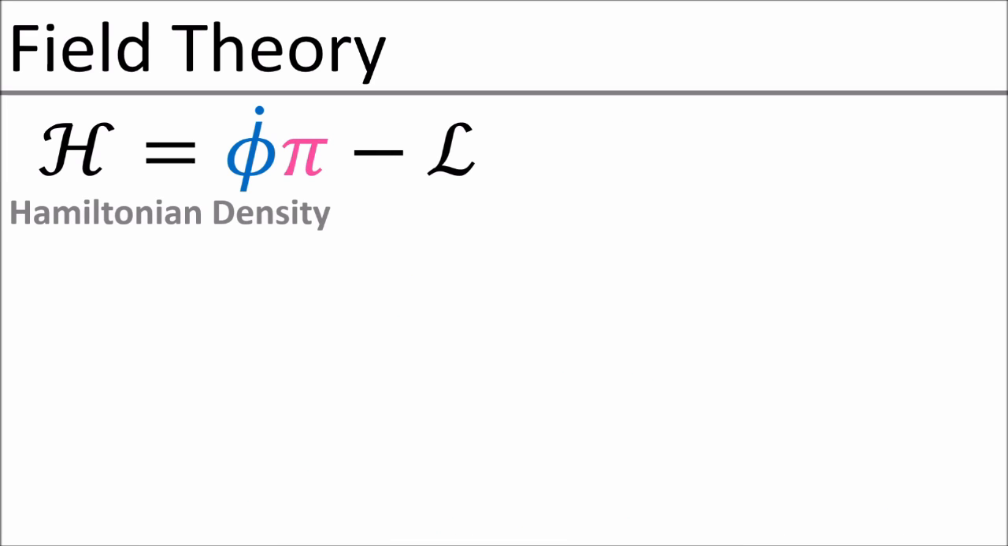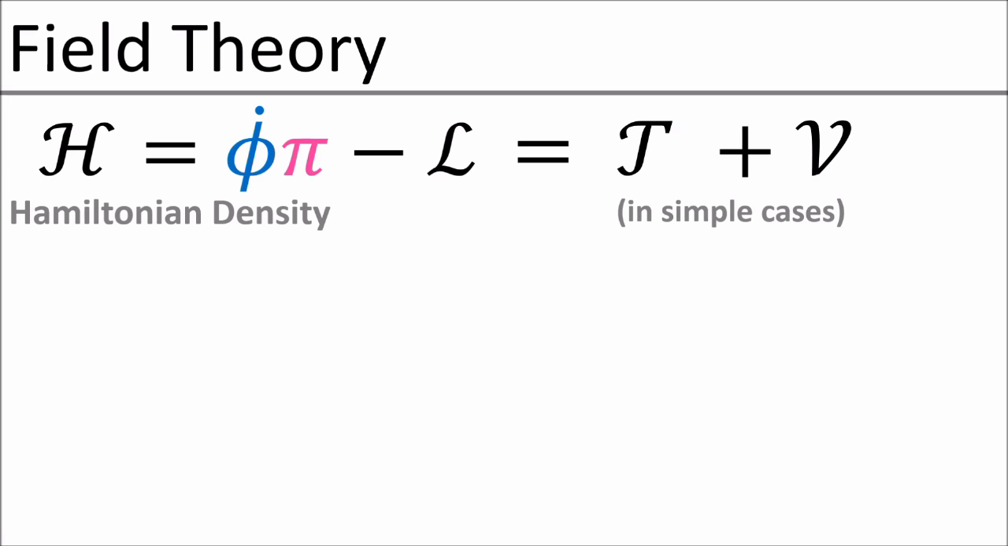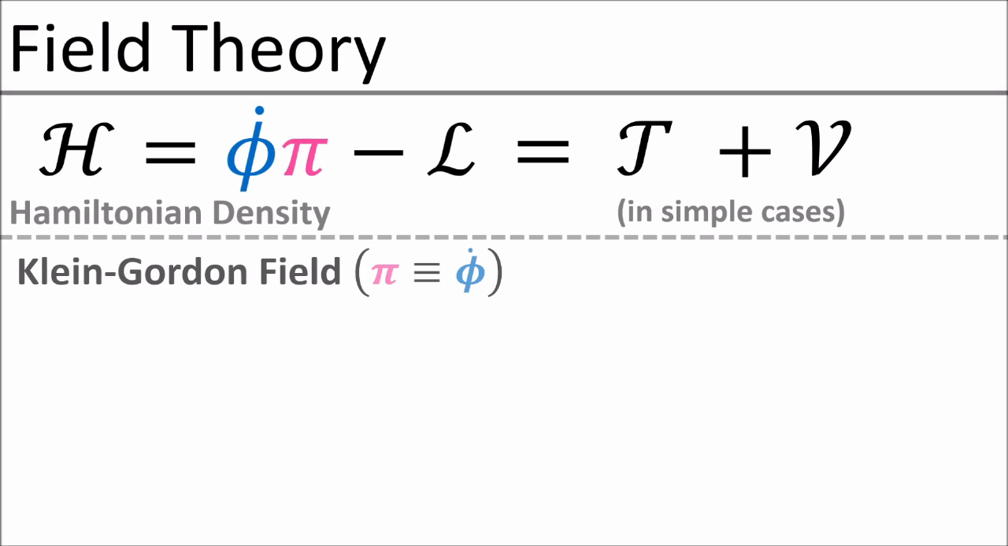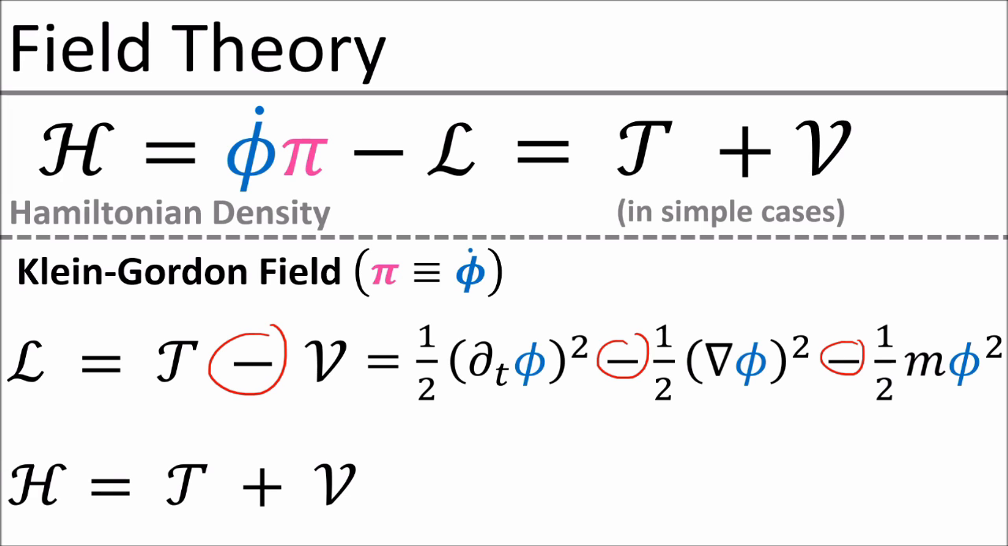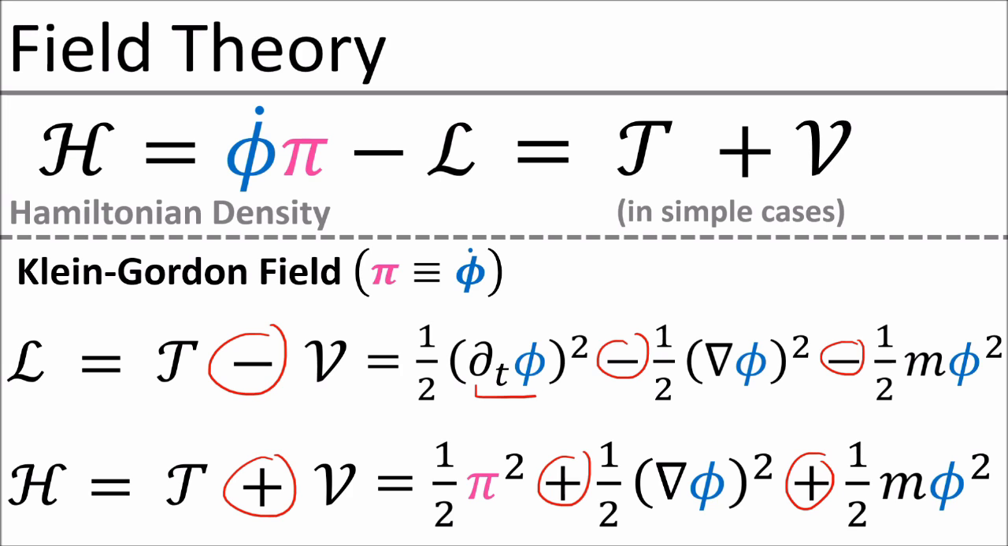We can also define the Hamiltonian density in field theory. This converts equations to use canonical field momentum pi. Again, in the simplest cases, the Hamiltonian density is just the total energy density of the field. So for the Klein-Gordon field, we can get the Hamiltonian density just by starting with the Lagrangian density and changing the signs on the potential energy terms, and also replacing phi dot terms with canonical field momentum density pi. We'll see the Hamiltonian and Hamiltonian density used later in quantum mechanics.